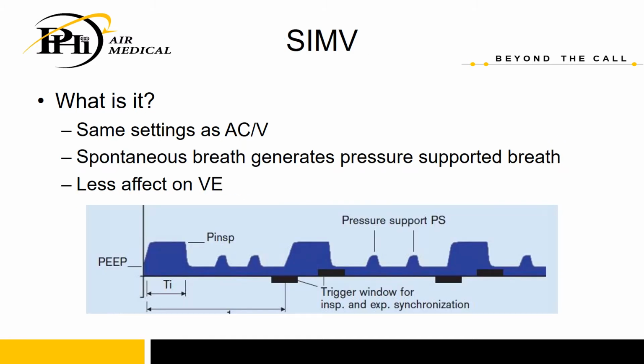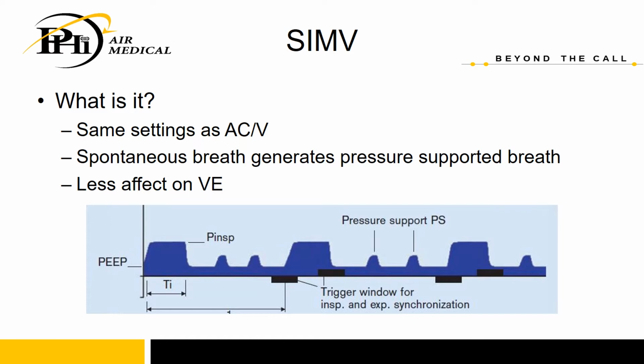All right, so what does SIMV mean? Essentially, we're going to start with the same settings as we did with assist control. We're going to dial in our tidal volume, a respiratory rate, and an appropriate PEEP and FiO2. The difference between assist control and SIMV is that with assist control, if your patient takes a spontaneous breath, they're going to get a full machine breath.